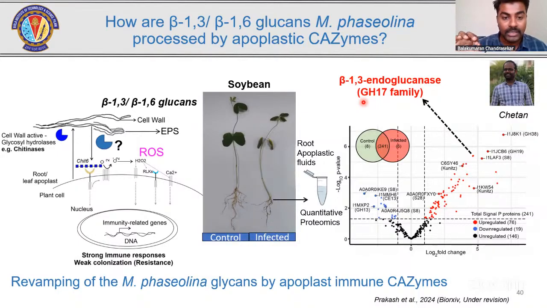We have already shown that during an infection of barley with Serendipita indica, which is a beneficial fungus, we saw a very high accumulation of the GH17 enzyme. And again, in the same case, the same ortholog enzyme is also getting upregulated in soybean as well.